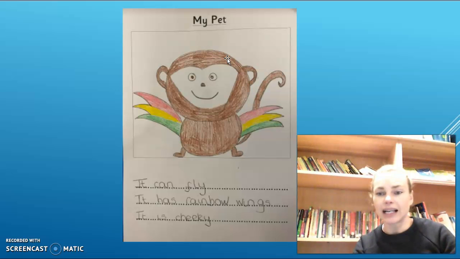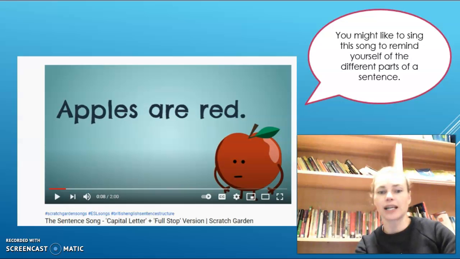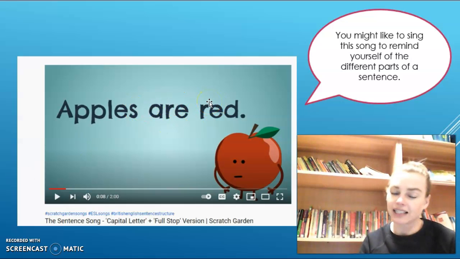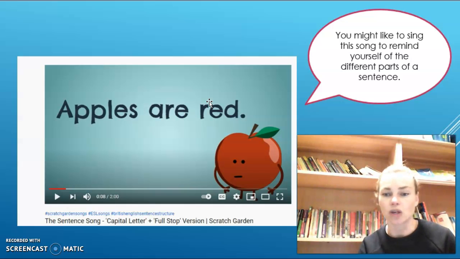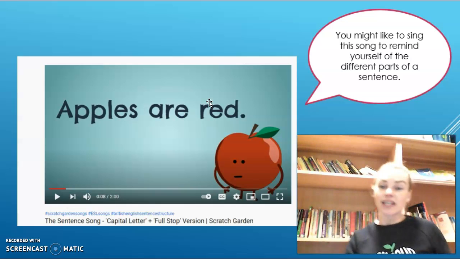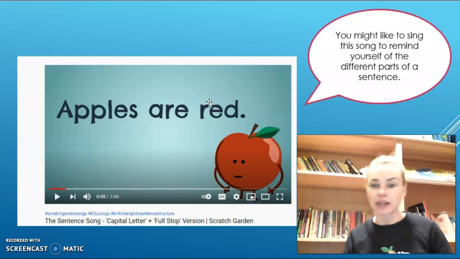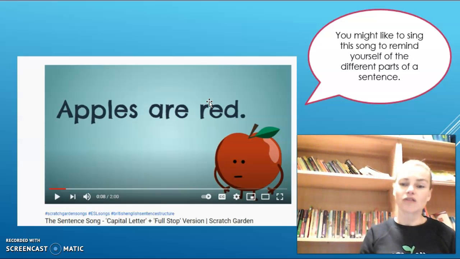And if you want a little bit of a reminder about the things that you need to remember when you do a sentence, you can go on YouTube and have a little listen to this song before you do your writing. If you have a go at this activity today, reception class, then please send me photos of your work.